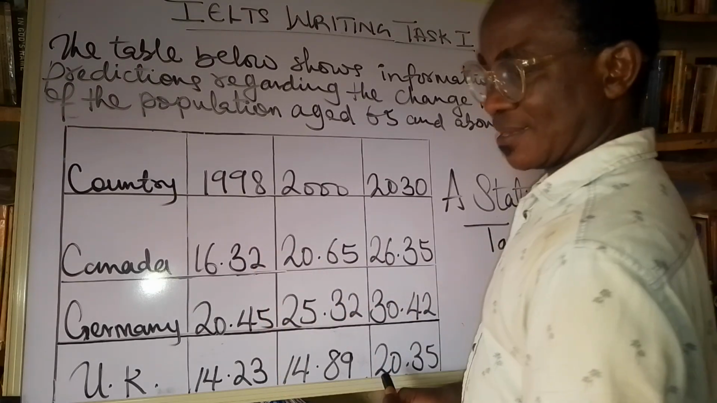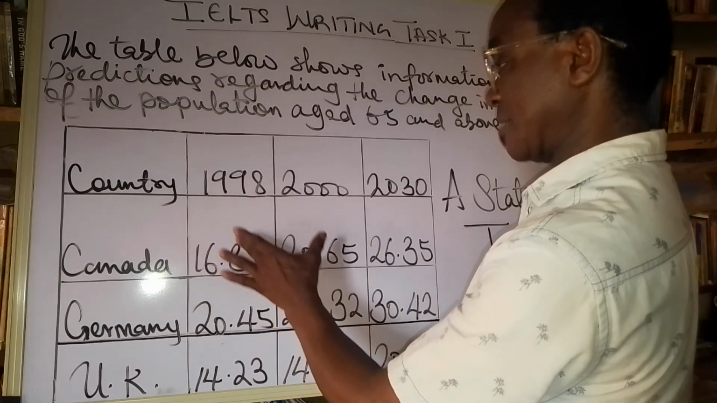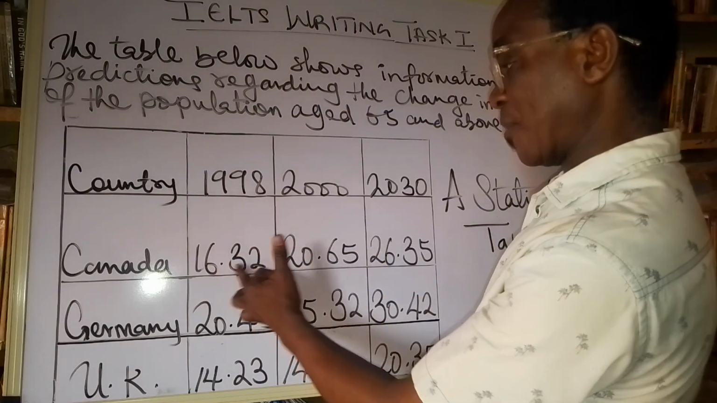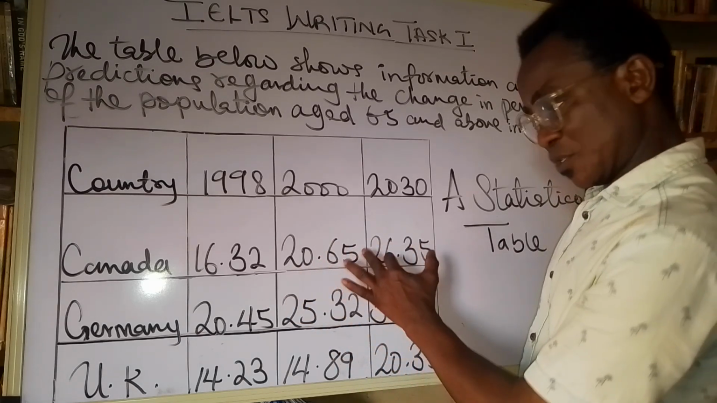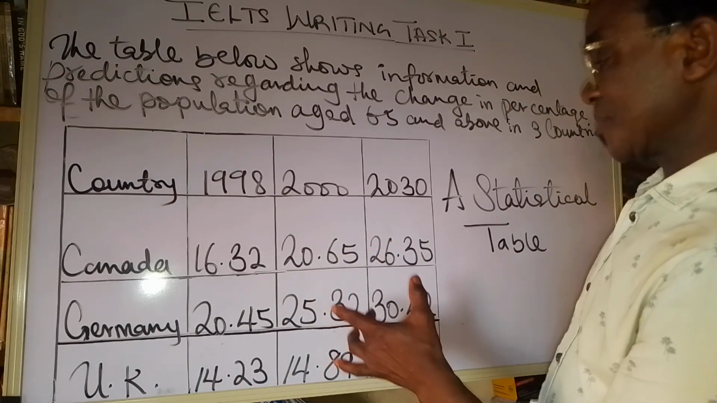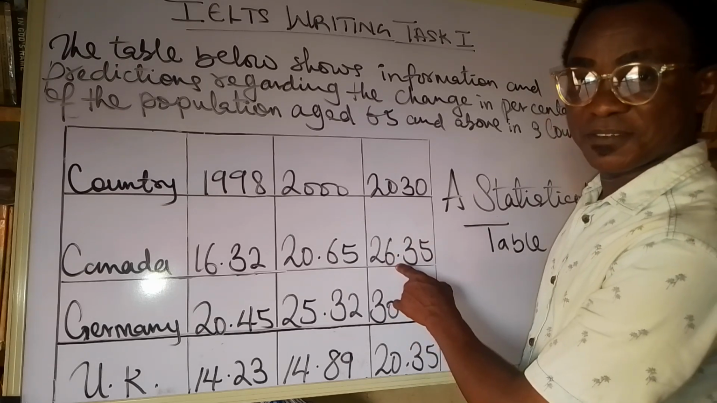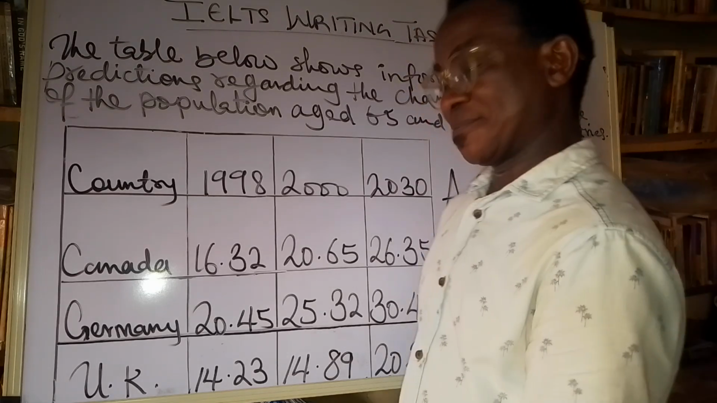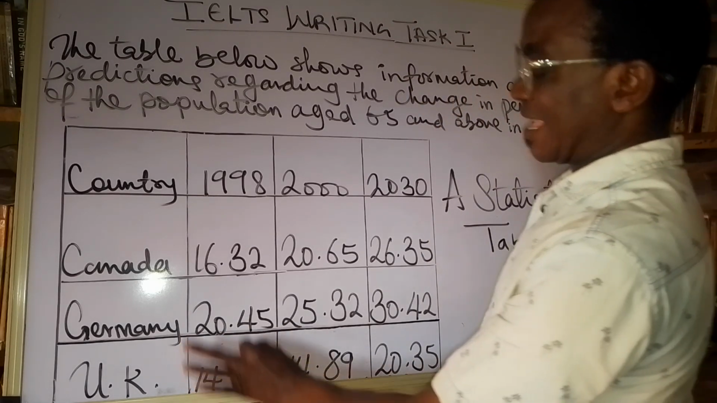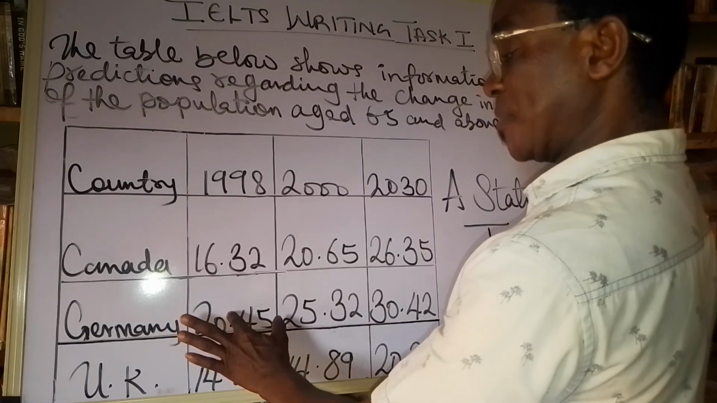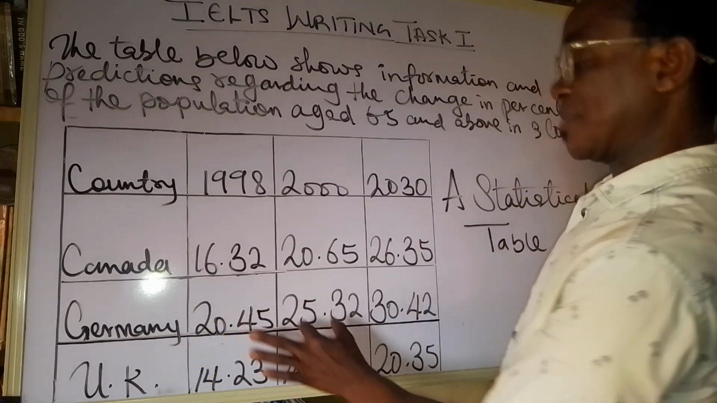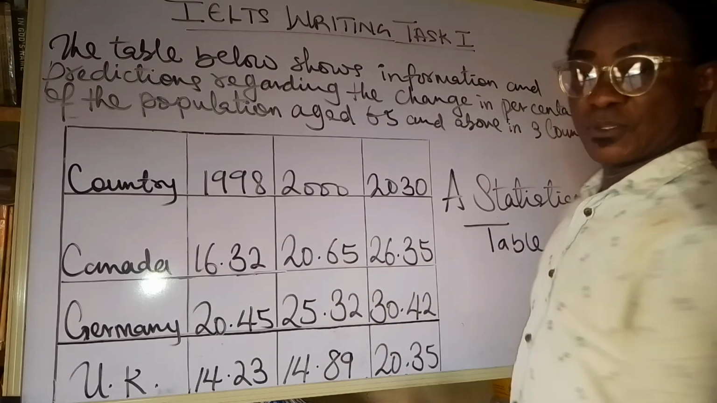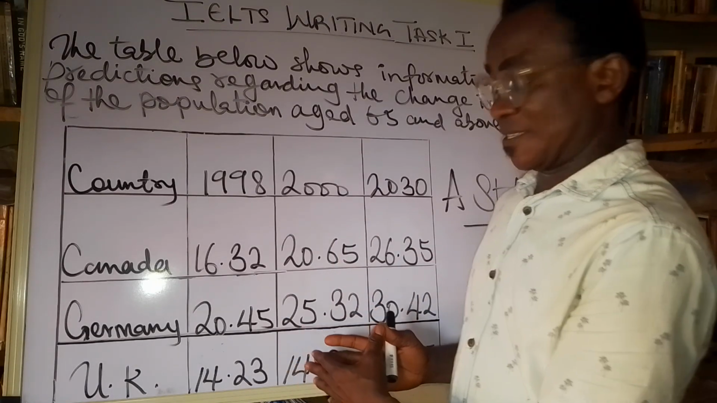Each country recorded from 1998 to 2000 a 5% rise, from 16.32% to 20.65% in the population of Canada, with an estimated 5.5% increase in the year 2030. In Germany, there was also a 5% increase from 20.45% in 1998 to 25.32% in the year 2000. That is a 5% increase.